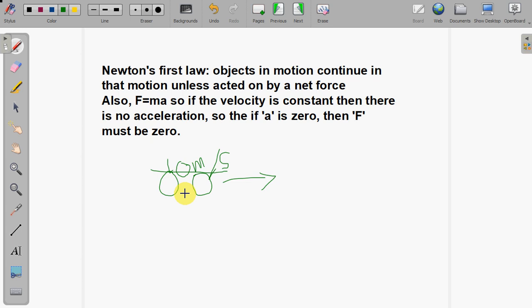Now, another way of thinking about this, if this car has a constant velocity, then it has zero acceleration. And if F equals ma, if acceleration is zero, then the force applied to make that acceleration must be zero. So, once an object is in motion, it stays in that motion until a force acts on it.